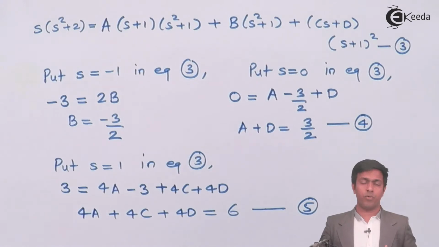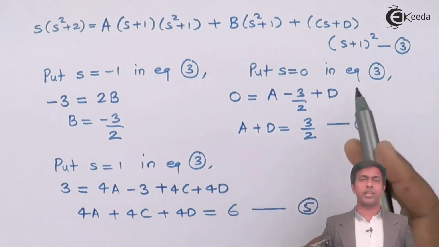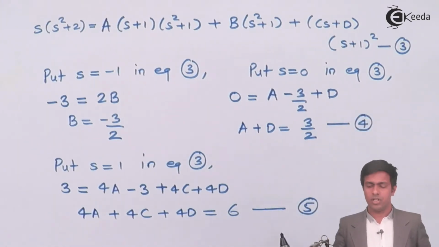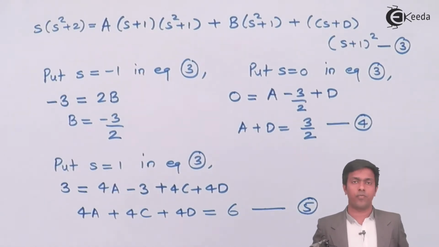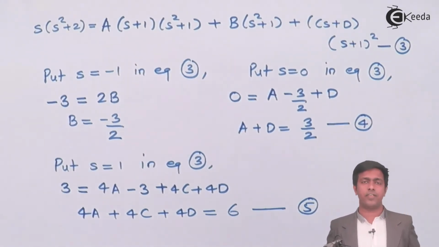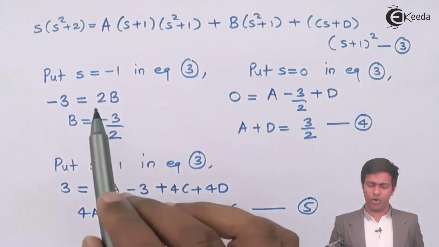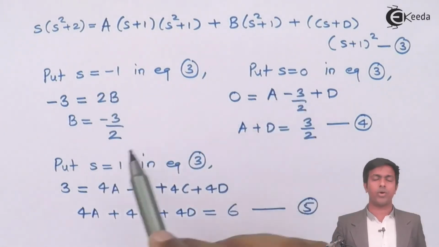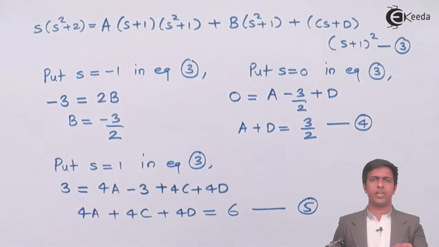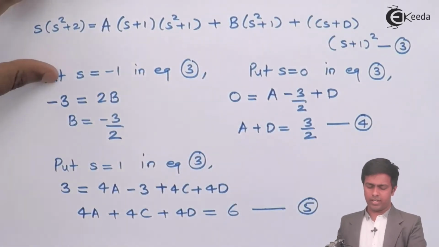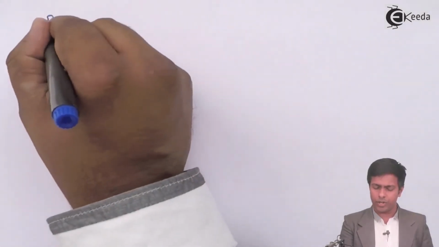Now let's put one more value of s in equation number 3 to get one more equation, because we have to find out three unknowns, that is a, c and d, and hence we require three different equations. So now let's put some different values. So I've already put -1, 0 and 1. So now I'll put s equal to 2. So here I'll say put s equal to 2 in equation number 3.